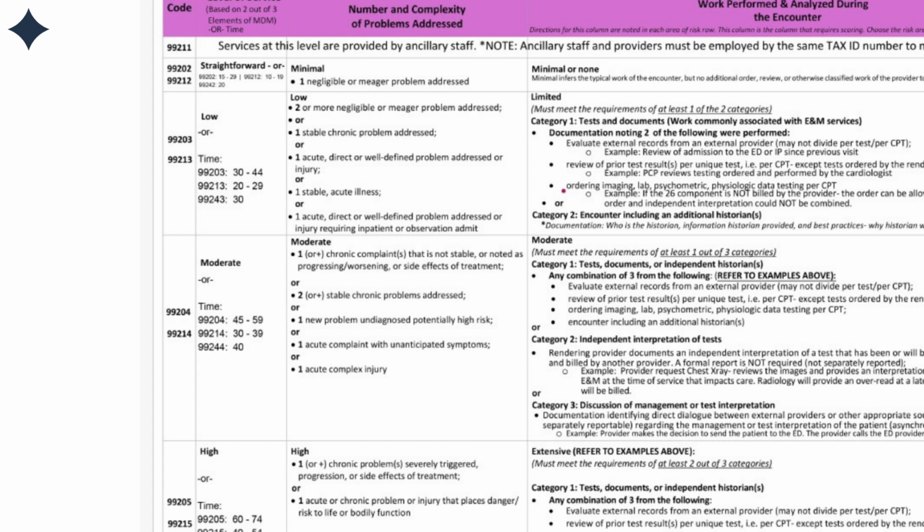Look at the term stable chronic illness: a problem with an expected duration of at least one year or until the death of the patient. For the purpose of defining chronicity, conditions are treated as chronic whether or not stage or severity changes. Look at the term acute, uncomplicated illness or injury.